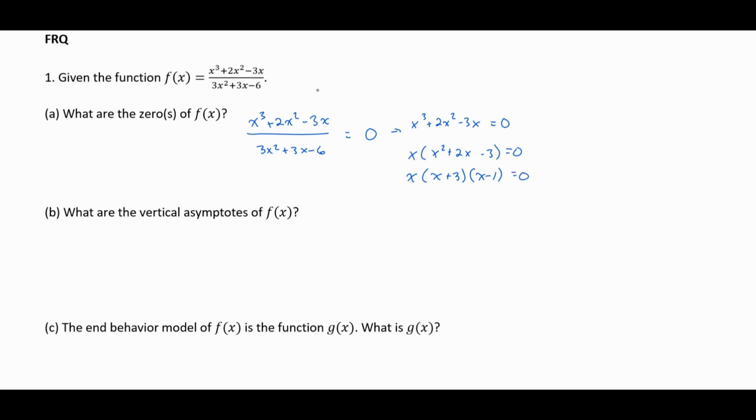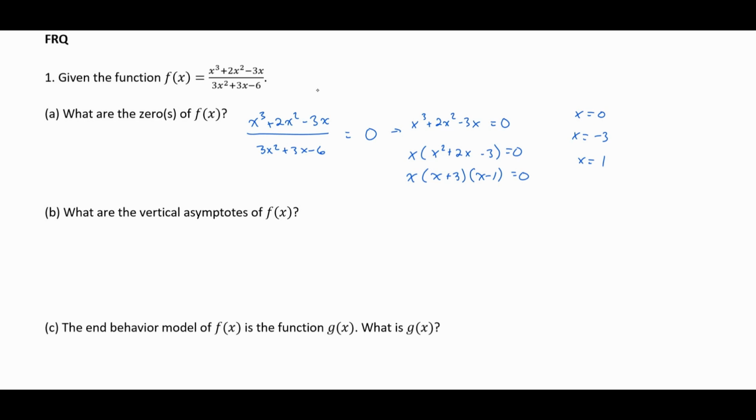Now those are still all equal to 0. So I actually have 1, 2, 3 zeros. I just need to solve for each of these. So x equal to 0. Well, x plus 3, subtract 3, that's going to be x equal to negative 3. And x minus 1, we'll add 1, so x equal to 1. Those are going to be all three of the zeros for this question.